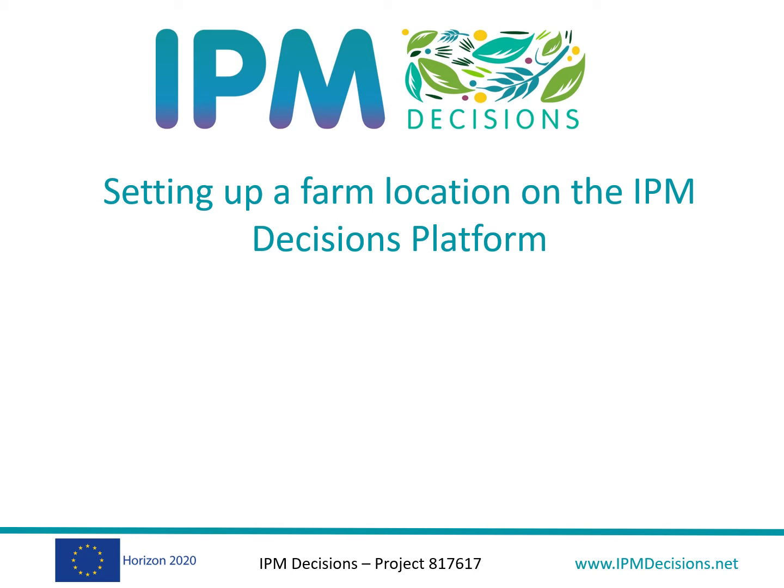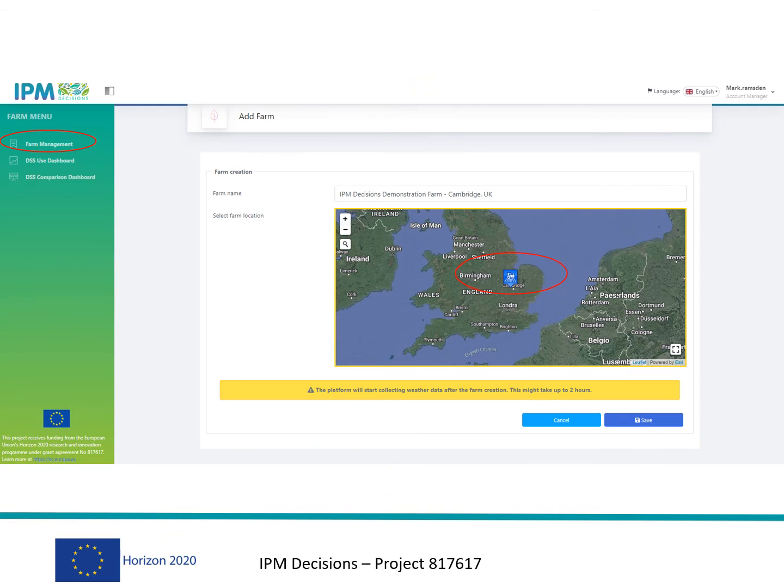Now I will show you how to set up a farm location on the IPM Decisions platform. To create a farm, you name it and select the location from the map. There will be a delay between setting the farm up and the weather being linked to that site. This is simply because there is a large amount of weather data behind each location, and these are only drawn into the platform once a new location request is made. Once the farm is named and the location selected, it can be saved and the DSS can be added.